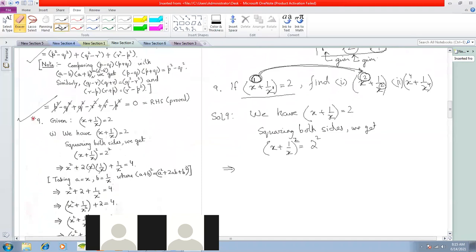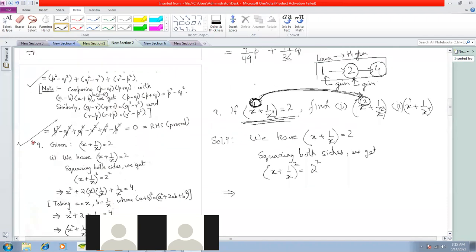See, what is given here? The power of x as 1 is given, right? This is given to you, isn't it? So the power of x as 1 is given. We want to move from power 1 to power 2, right? So you want to move from a lower power to a higher power, isn't it?